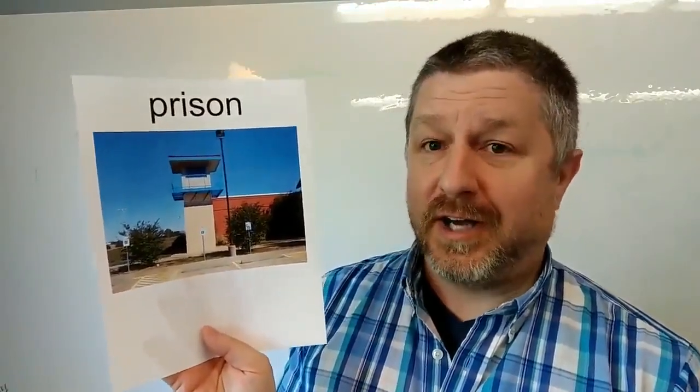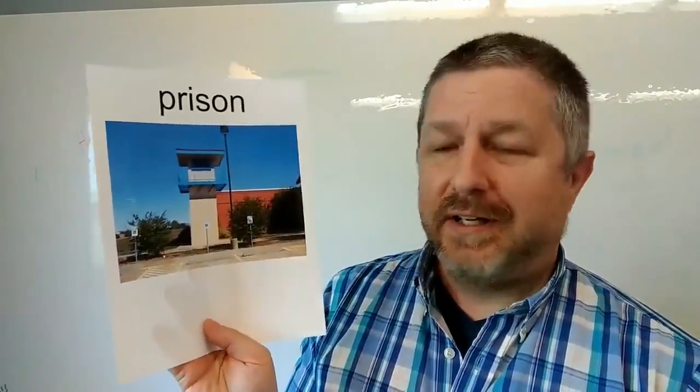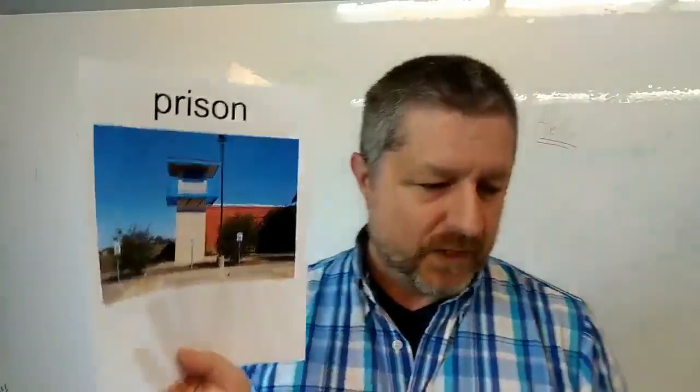Don't ever go here. A prison is a place where you are locked up in a cell if you broke the law. So here we have a prison. If you commit a crime and you are guilty, you go to prison. The people who work at a prison are called guards, so prison guards. And then we also have the person in charge of a prison is called a warden. So prison. Try never to end up in a prison.